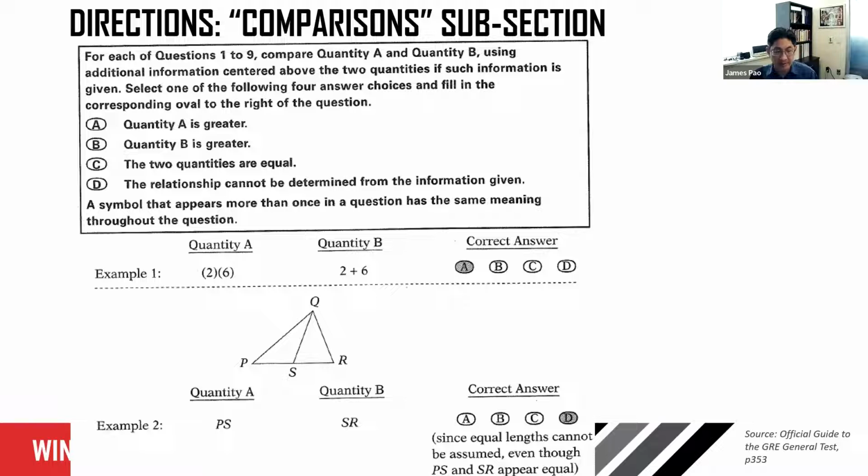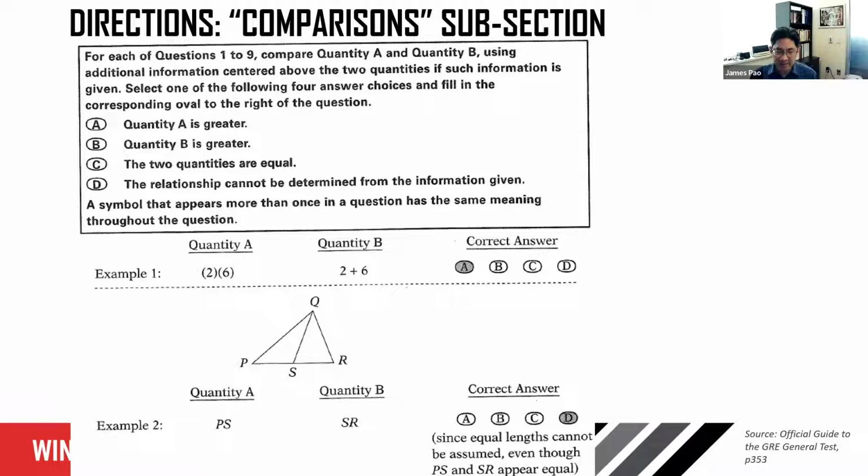They will show you an example or two, and it will show you that quantity A is 2 times 6 in example 1, and quantity B in example 1 is 2 plus 6. So you have to decide which is always greater. Is A always greater? B always greater? Are they always equal? Or can you simply not determine it? Meaning sometimes A is bigger and sometimes B is bigger, just like I told you in my strategy number 4. So for example A, clearly 2 times 6 is 12. 2 plus 6 is 8. 12 is always greater than 8. The answer is A. Let's look at a second example.